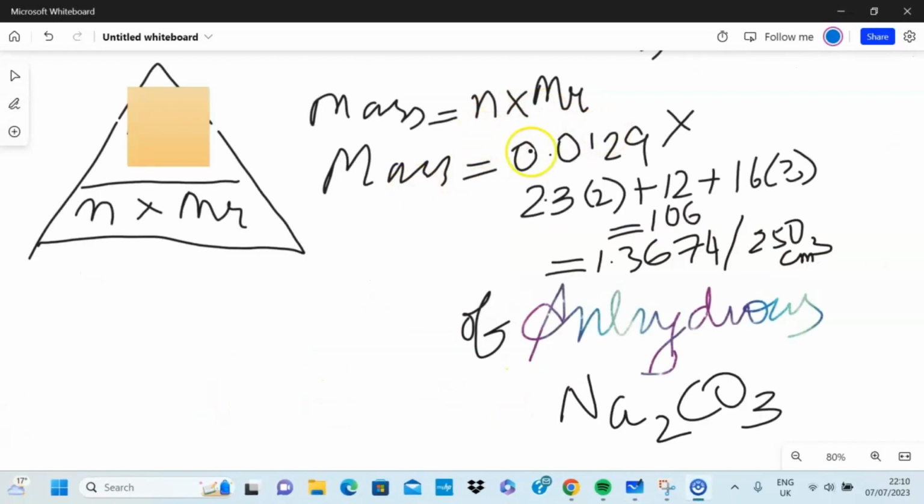Alright, so the moles comes from the answer above, per 250, and when you're finding the molecular mass, please write it down. Doesn't matter if you know it, write it down. In case you make a mistake, you will still get the marks. So that'll be 1.3674 grams per 250 of anhydrous Na2CO3, because the whole point is to find the amount of water, and this is just the Na2CO3, not the water included.